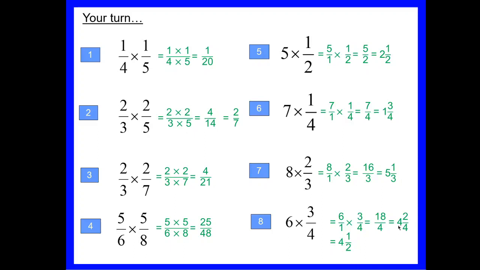We keep our whole 4 at the beginning, and all we've done is simplified the fraction part as well. So you can do that here in the last step, or you could have simplified the 18 over 4 first and then changed it to a mixed number. So it's up to you which way round you do those if you spot those. Okay, well done if you managed to get all of those.